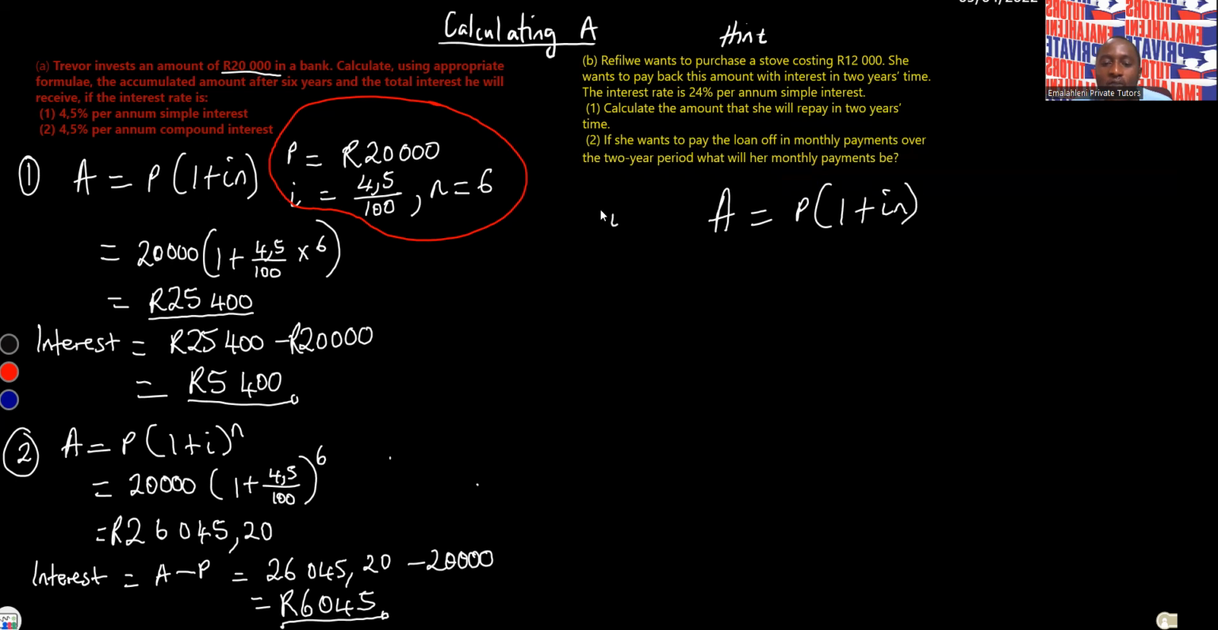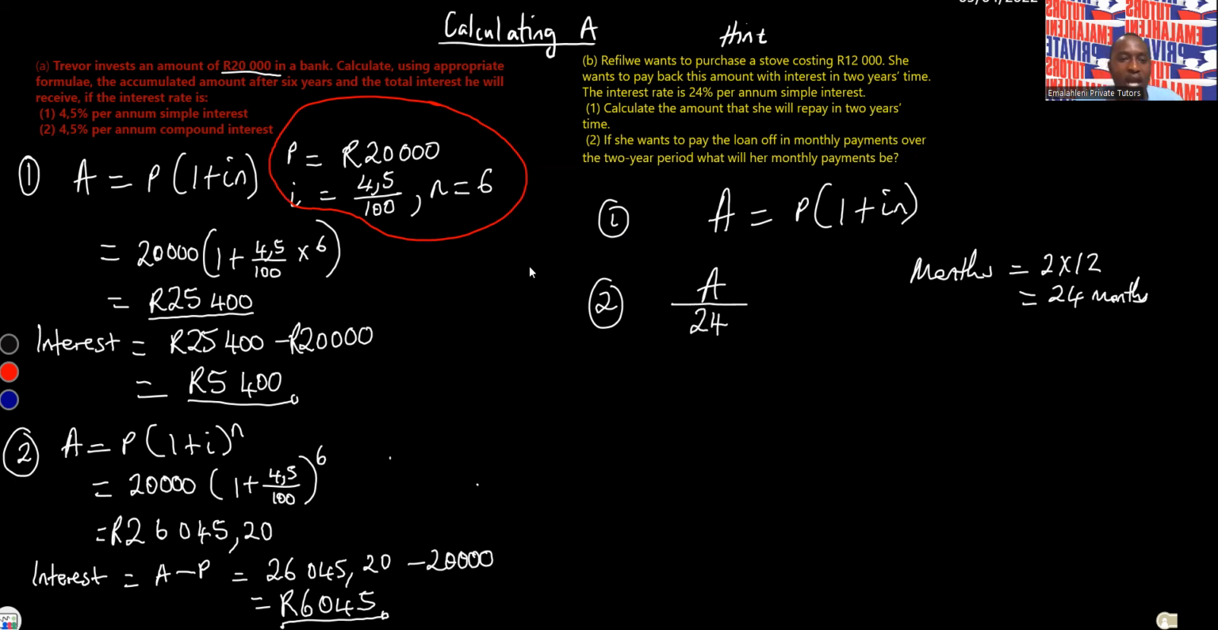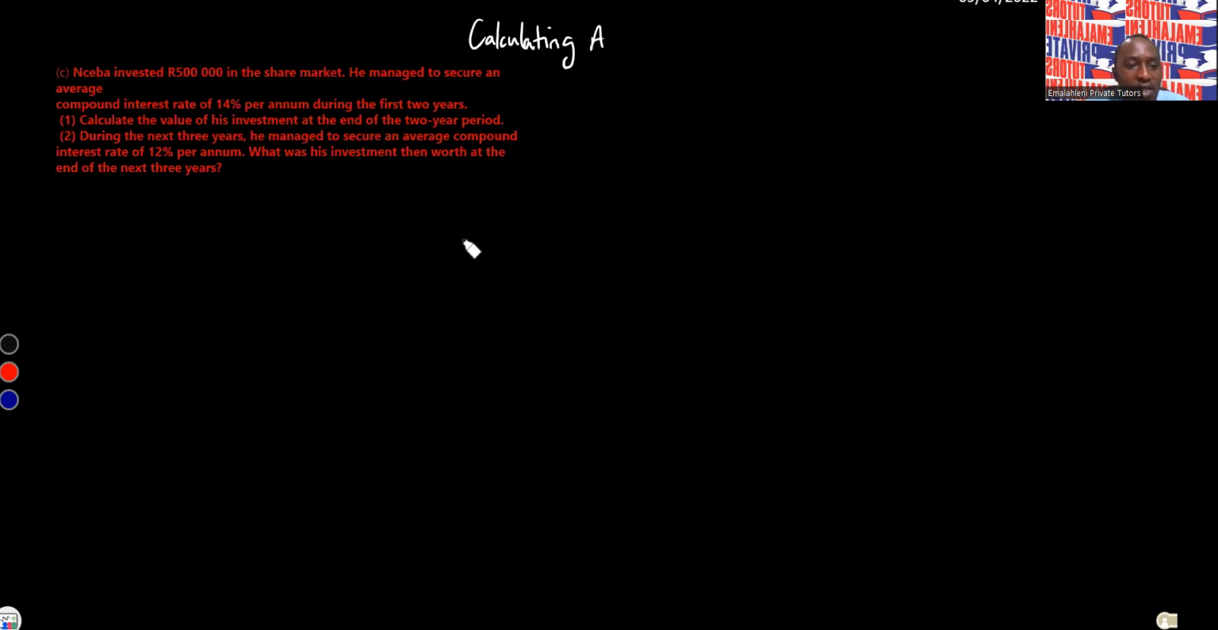Now, for number 1, if she wants to pay the loan off in monthly payments over a 2-year period, what will her monthly payments be? So here, for number 2, the hint is that you divide the accumulated amount that you find by the number of months. Months here is 2 years, so 2 times 12, which gives 24 months. So you divide the amount by 24, then you get your answer. Okay. Now let's go on to the next question.